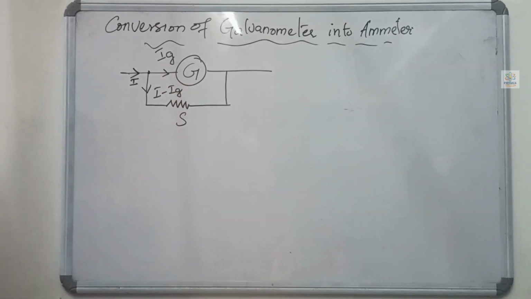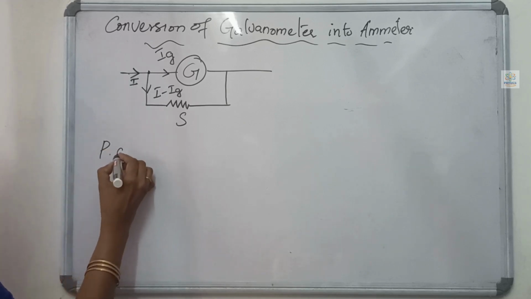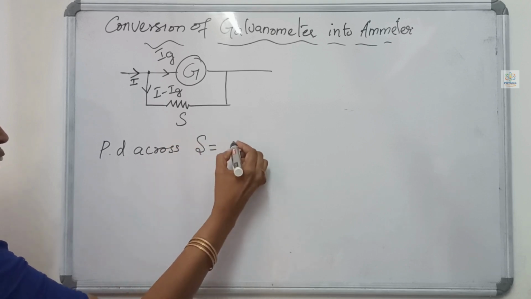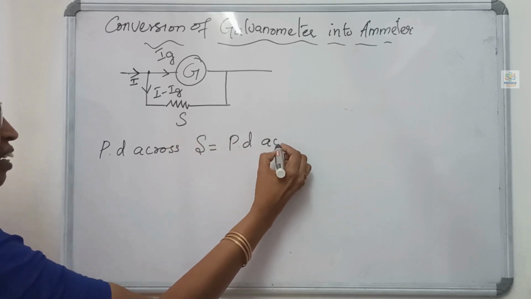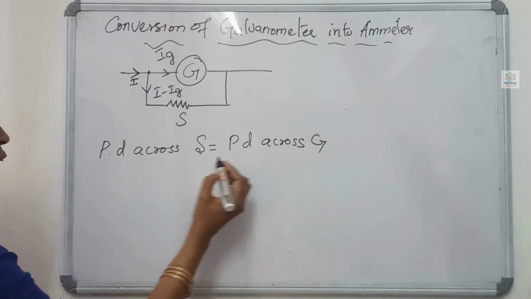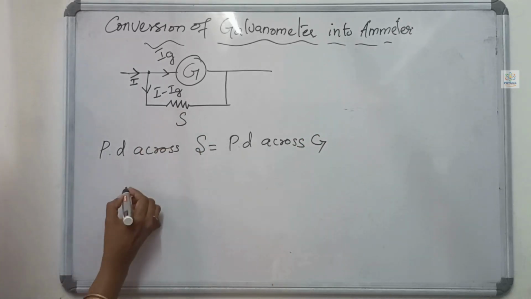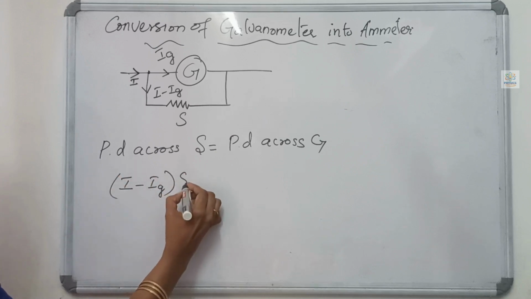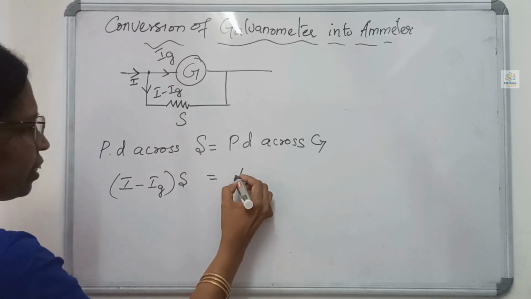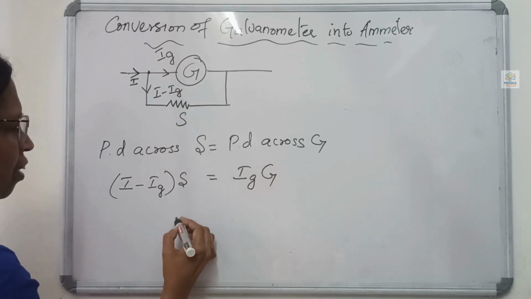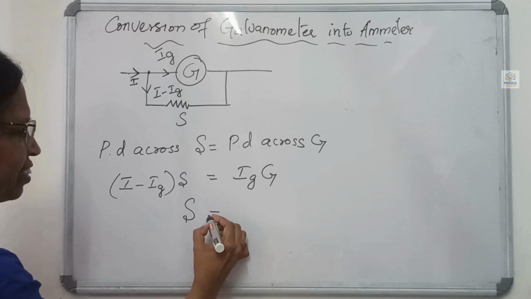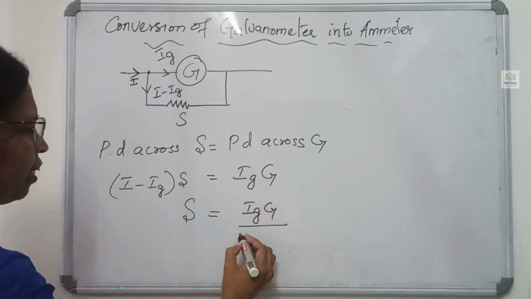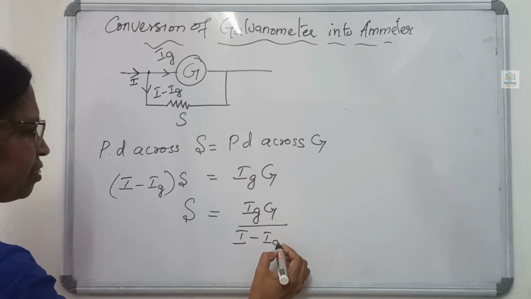shunt resistance. So the potential difference across S is always equal to the potential difference across G. The potential difference across S can be written as (I minus Ig) into S, which is equal to Ig into G. From this we can write the shunt resistance S is equal to Ig into G by (I minus Ig).